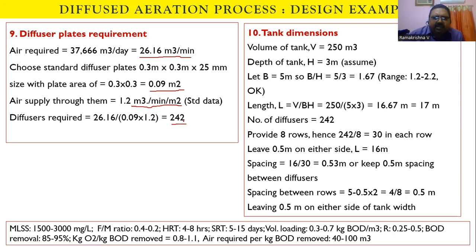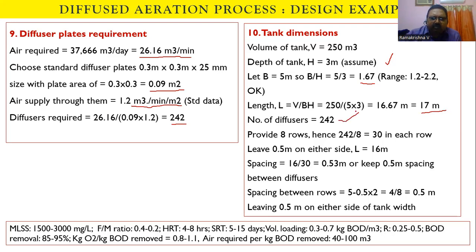So tank dimensions, now let us calculate. So 250 meter cube is the volume. Let us assume depth is equal to 3 meters. And let us assume B by H is equal to 5 by 3. We can also go up to 2, doesn't matter. But some intermediate value is taken here, 1.67. Accordingly, I calculate the length as 17 meters. Number of diffusers are 242.